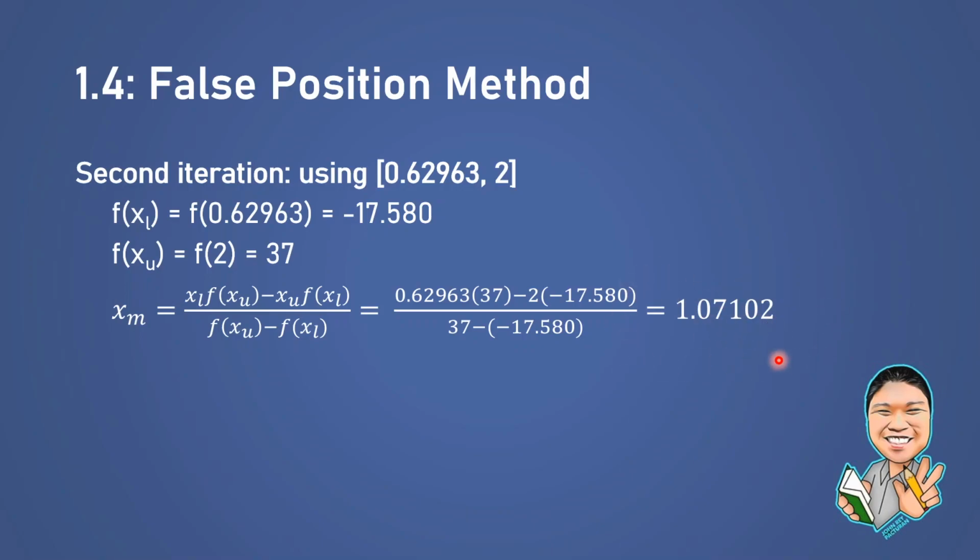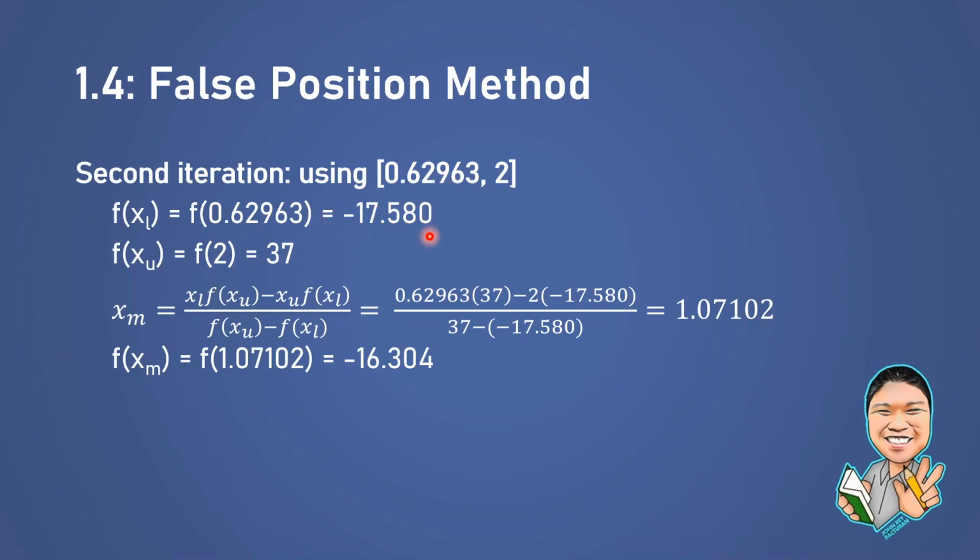Okay? So, I hope this is clear. Lastly, hanapin nyo yung value ng f of x sub m, which is f of 1.07102, magiging negative 16.304. So, balik ka sa dati. Ano na yung magiging bago mong interval? So, yun lang yung gagamitin mo. Ano na yung magiging bagong interval natin?